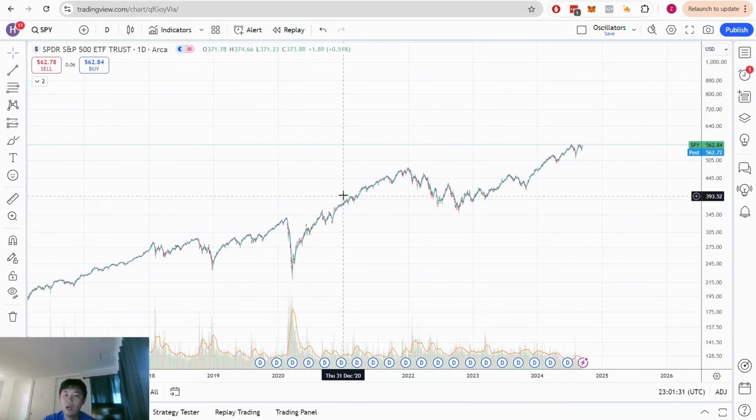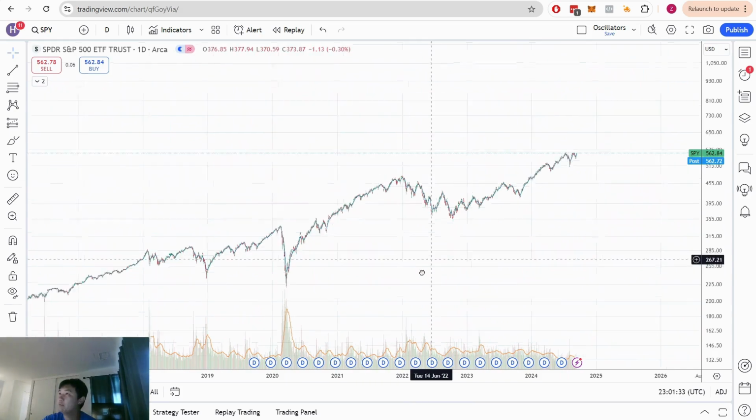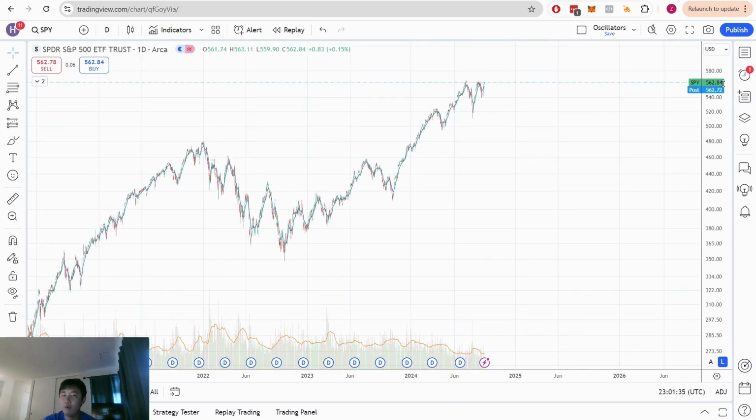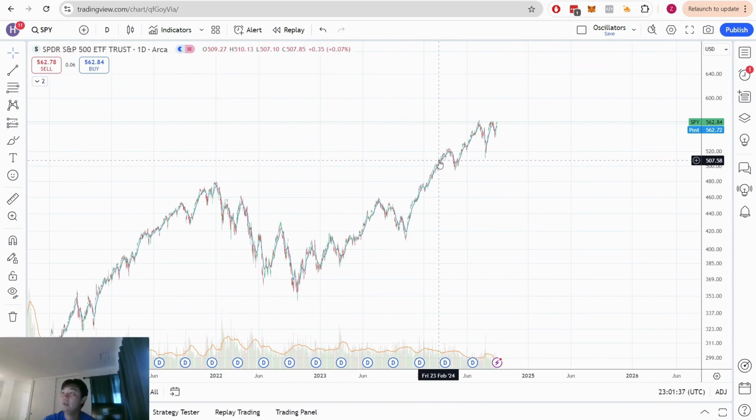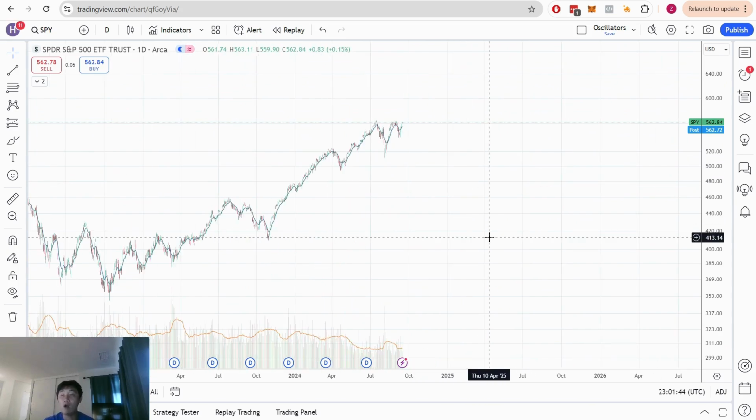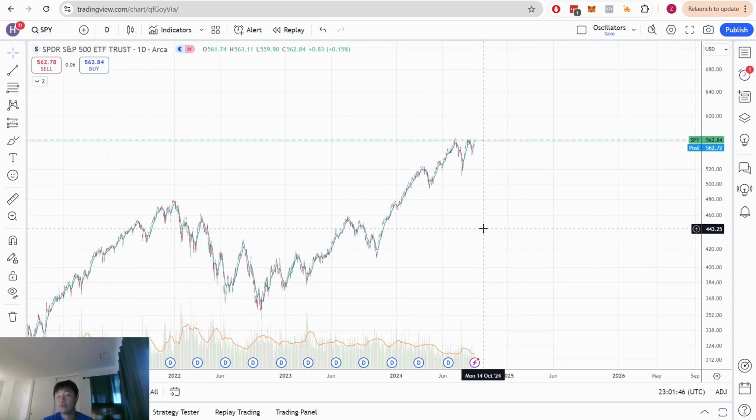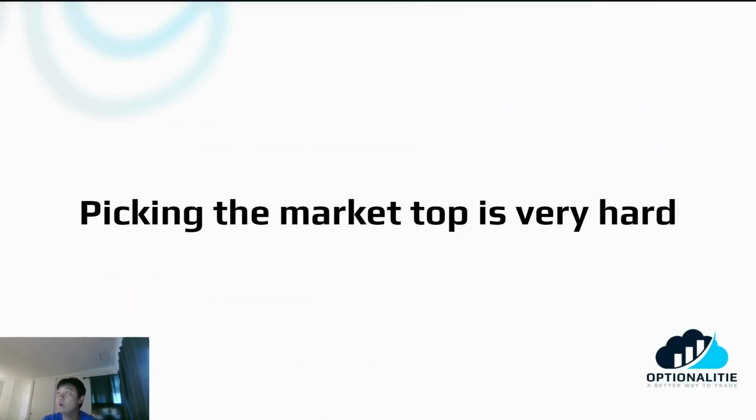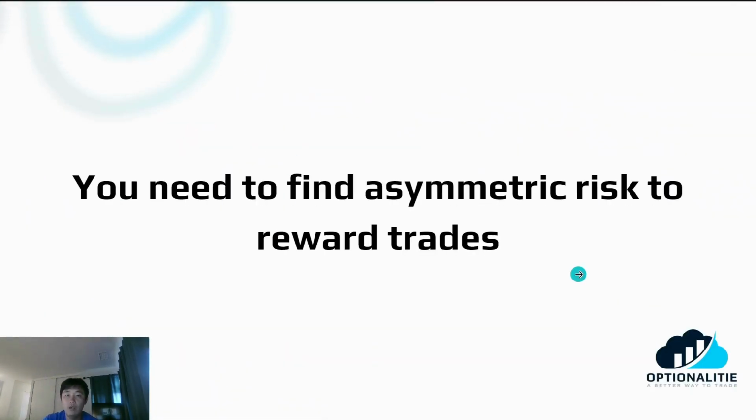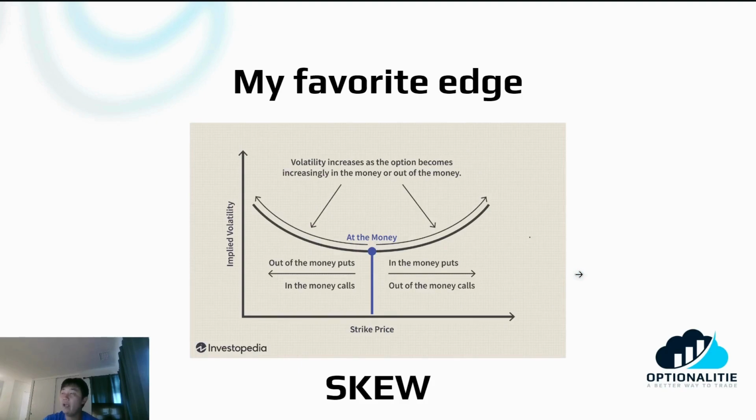We would just grind up on SPY for months on end, and every pullback, yes, they do happen, they're relatively sharp, so it is a worthwhile endeavor trying to pick the top or shorting the market. However, in general, it's extremely hard, and you have to get very creative, and you have to have asymmetric risk reward. So today, we're going to be talking about my favorite way to get edge and get really good risk reward. And it comes from skew.